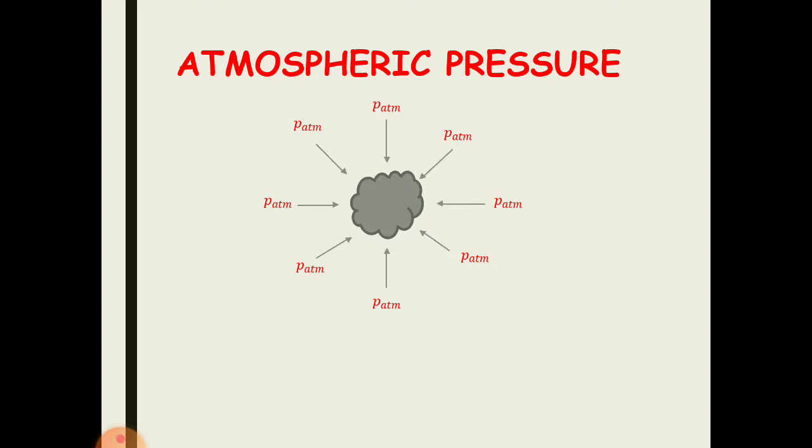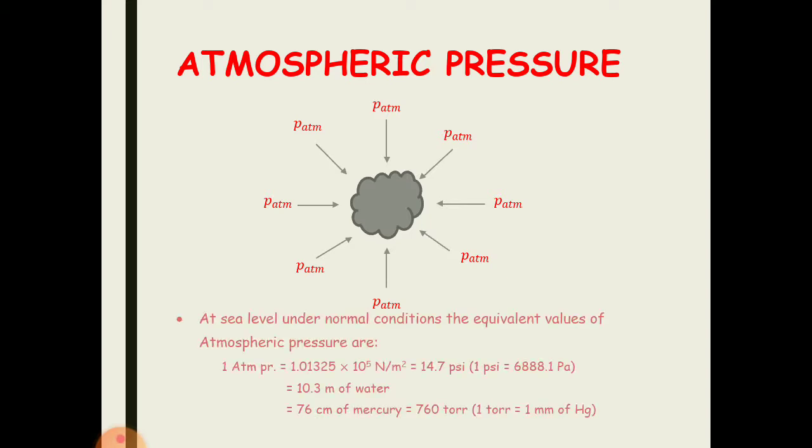Each body which is in direct contact with the open atmosphere experiences pressure due to the surrounding atmosphere. This pressure is known as atmospheric pressure. The value of 1 atmospheric pressure at sea level under normal condition is 1.01325 × 10^5 Newton per meter square.